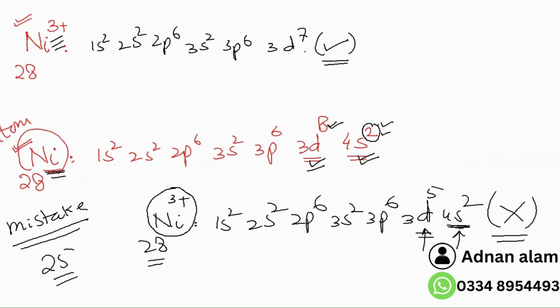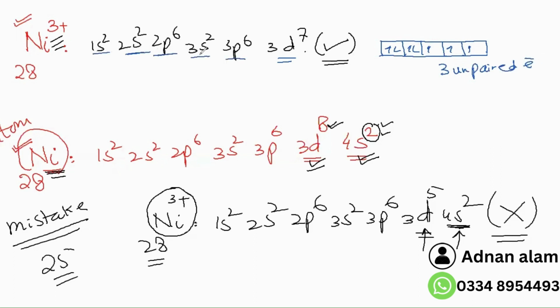Yes, as far as unpaired electrons are concerned, you can consult here. This is d7. So d7 can be drawn like this. There are 5 orbitals, so 1, 2, 3, 4, 5, 6, and 7. This shows that 3 unpaired electrons are present. The rest of the subshells are completely filled: 1s2, 2s2, 2p6, 3s2, 3p6. They are all filled. If a subshell is completely filled, it automatically shows that it has no unpaired electrons.